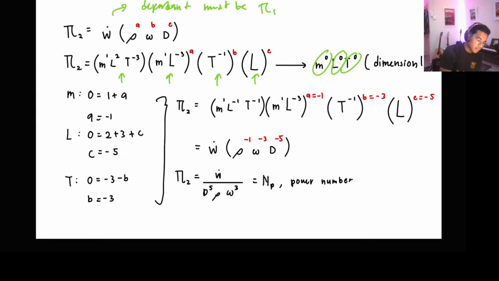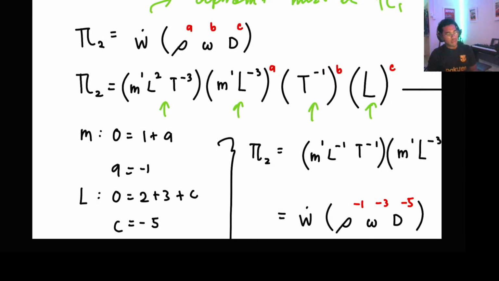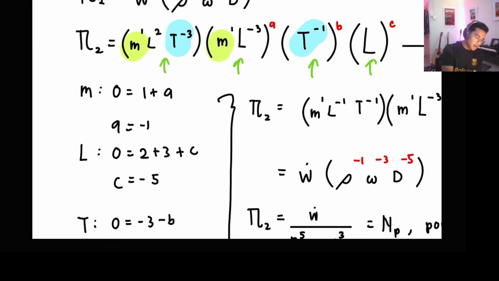Okay, so let's do the one from earlier. Which one appears the least? M appears only twice. T also only twice. L three times. So we would start with M or T. We cannot start with L. From M, 1 plus A, and that's all. So A equals negative 1.